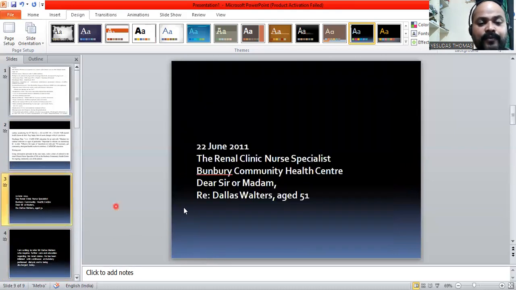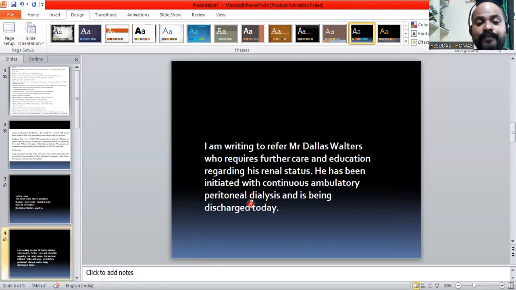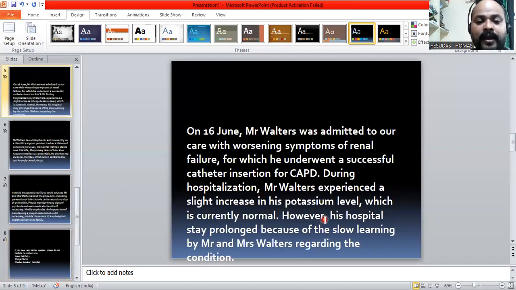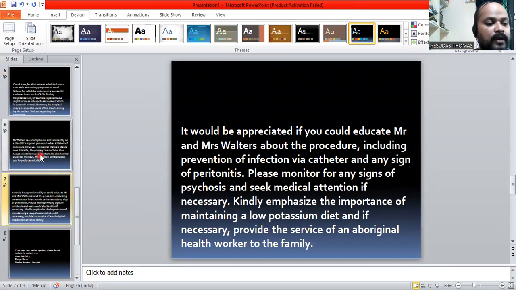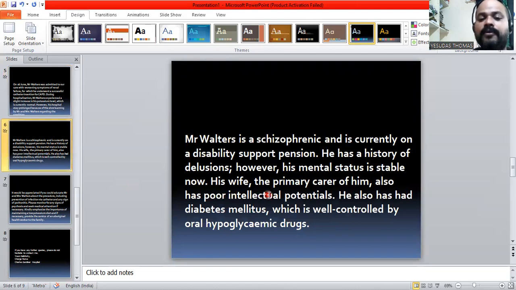Before that, we just look at this picture again. Date, address, salutation, patient name, age, the purpose. You can see the purpose, the requirement is set in the beginning, and the condition is set in the second line. Now, what is the present status of the patient when he was admitted, and what was done, and what is the present thing here?